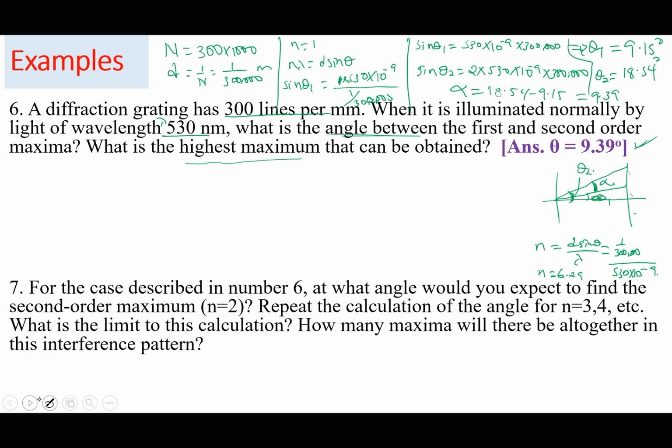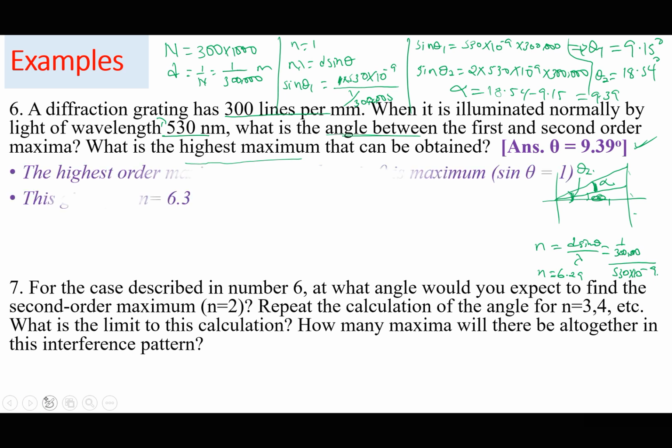Okay. So normally, whenever they ask for the total orders, the total number of maxima formed throughout is always going to be an odd number, because there will always be an equal number on both sides of the center. Whenever you add the one which is at the center, it makes it an odd number.